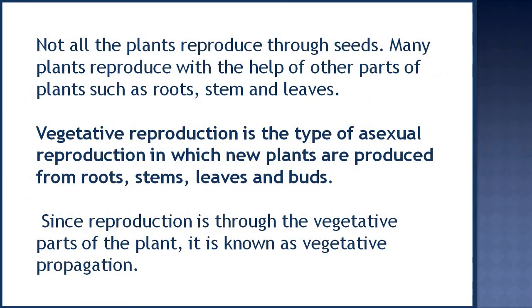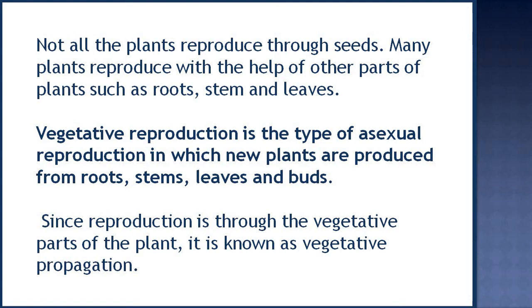You have learned that plants reproduce by seeds, that is sexual reproduction. But not all the plants reproduce through seeds. Many plants reproduce with the help of other parts of the plant such as roots, stem and leaves. Means all the plants do not reproduce through seeds. Some plants reproduce with the help of other parts of the plant, like roots, stem and leaves. Such reproduction is vegetative reproduction.